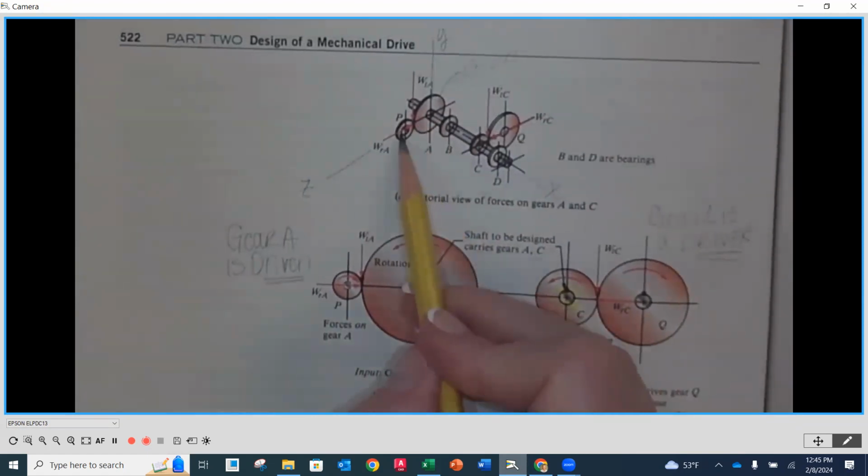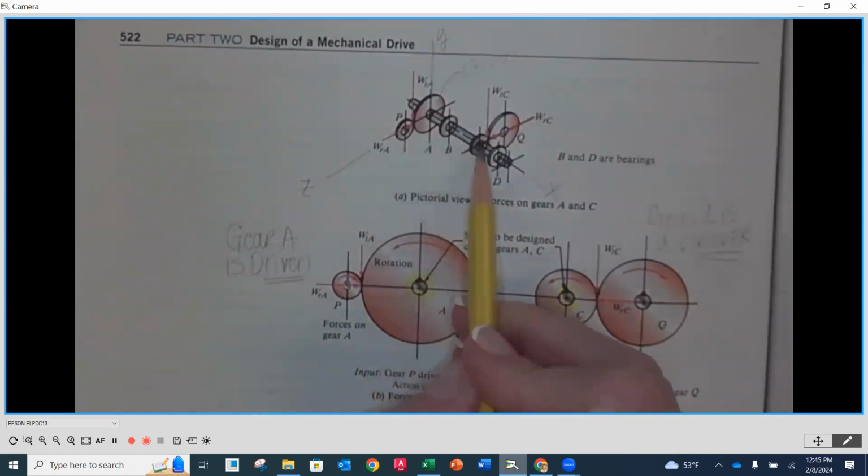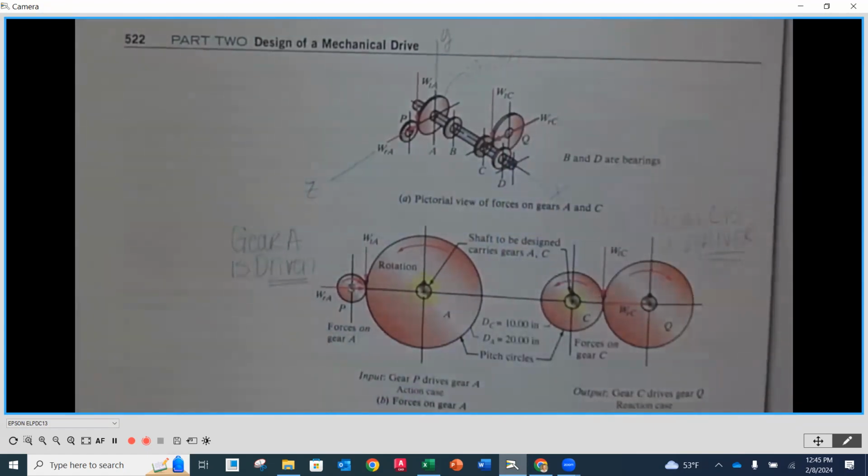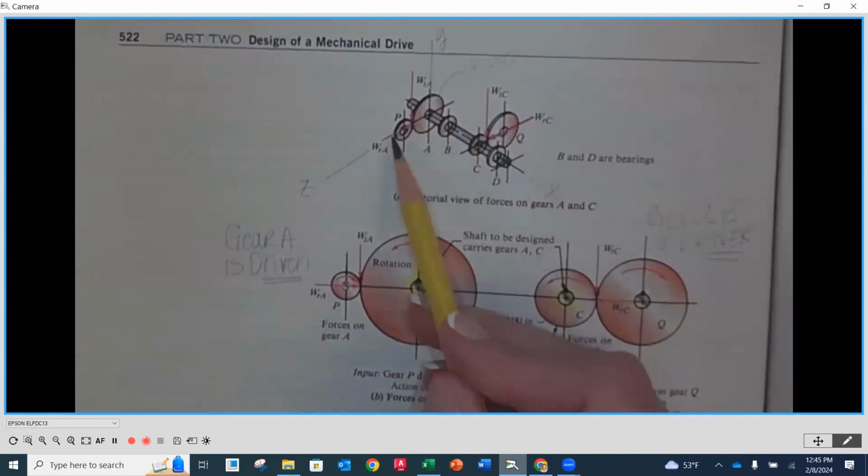So our torque is coming in on A. It's going to go across, and it's going to leave on C. Might as well say it now. Torque always comes in on center and leaves on center. All right. And that'll make a little bit more sense later. Okay. So here it's coming in.